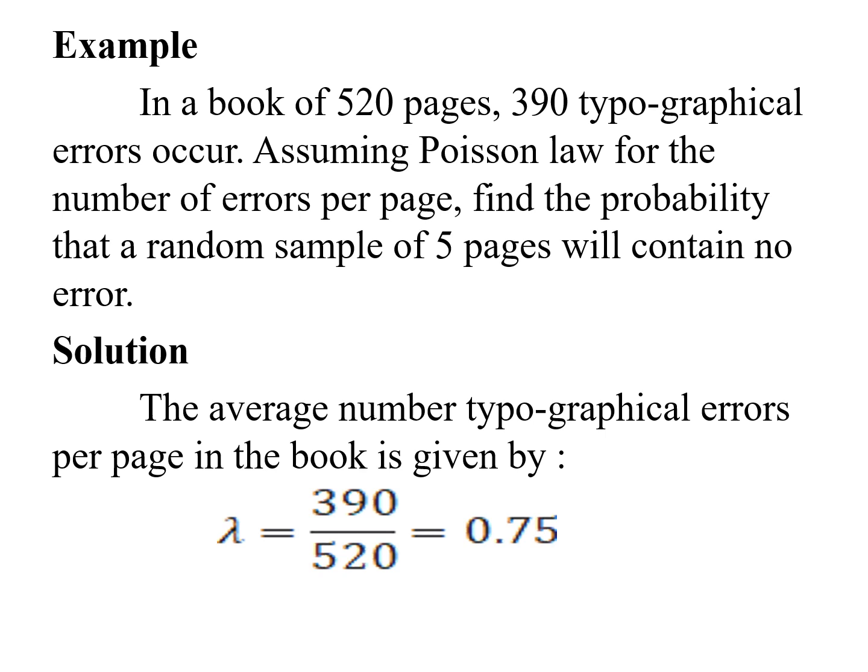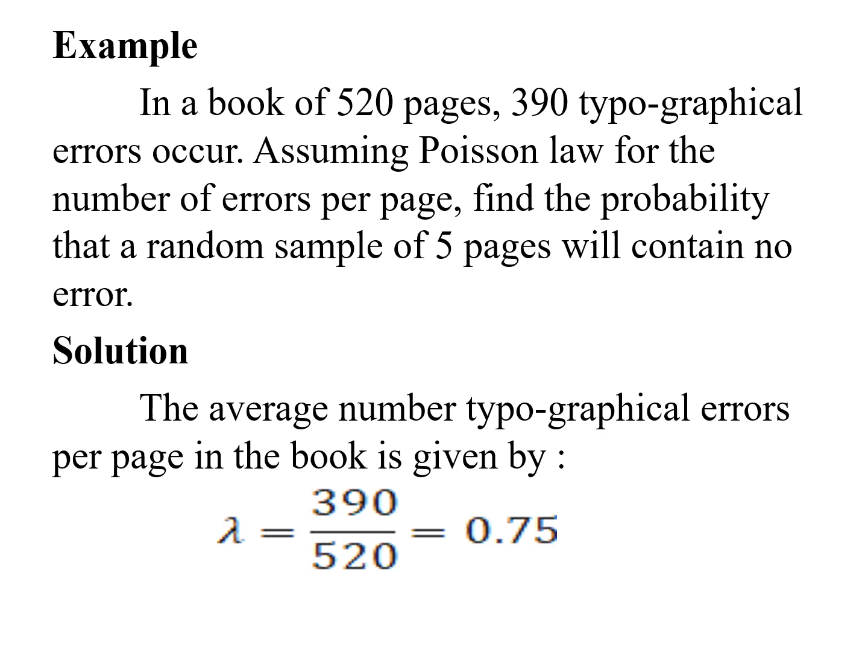So that is what is meant by typographical error: the design of the writing in the printed text or on a screen is called a typographical error. Assuming Poisson law for the number of errors per page, find the probability that a random sample of 5 pages will contain no error. So what is given? Per page, we are assuming Poisson distribution. Then find the probability that a random sample of 5 pages will contain no error.